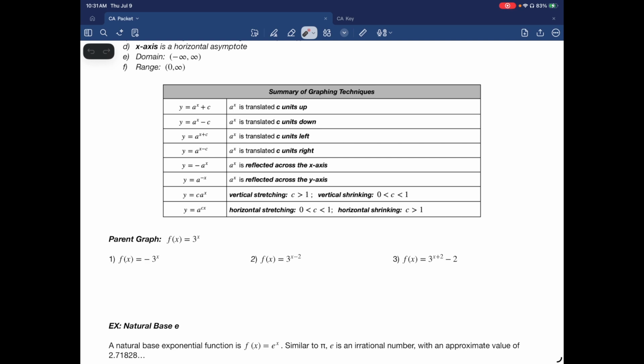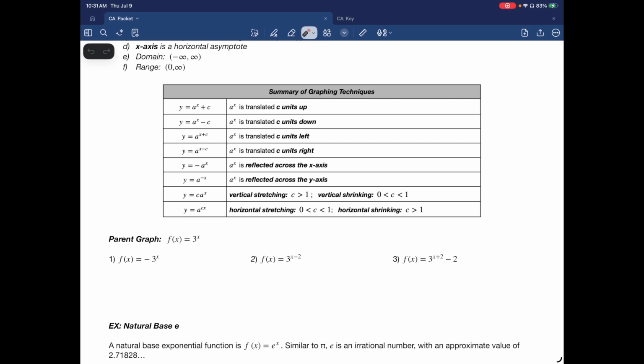If it's outside the function, then it's up or down. If it's inside the function, like x plus c, x minus c right here, then it's moving left or right. If you get the negative out front, it's a reflection over the x-axis. If the negative's in the exponent, it reflects over the y-axis.